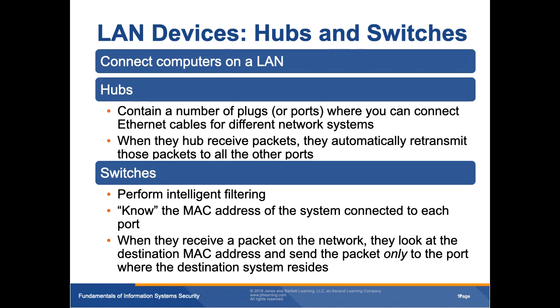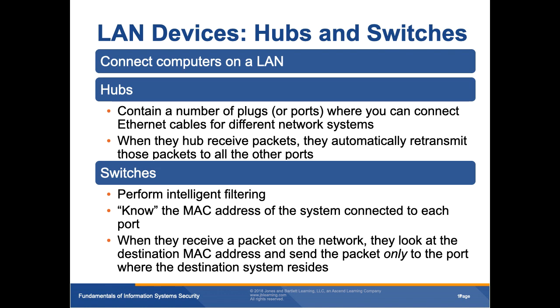LAN devices. So most likely you will never see a hub. I haven't seen one in a very, very long time, decades. But they still do exist, I guess. But mostly you'll see switches. The main difference between a hub and a switch: the signal comes in on a hub and it goes out all ports on the hub. It doesn't do any switching or thinking or checking or anything. If a signal comes in on one port, it sends it out all other ports.